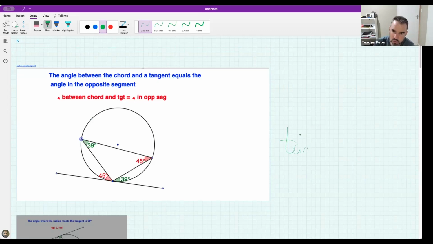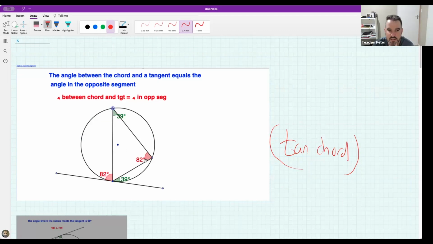Let's make it a bit thicker so you can see. This is called the tan chord theorem, or the windsurfer theorem sometimes. And it's going to come up a fair amount today.